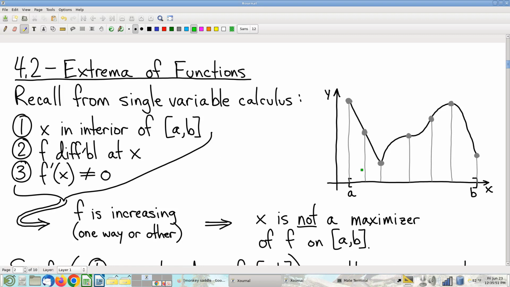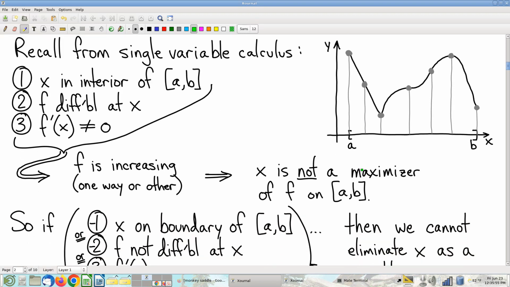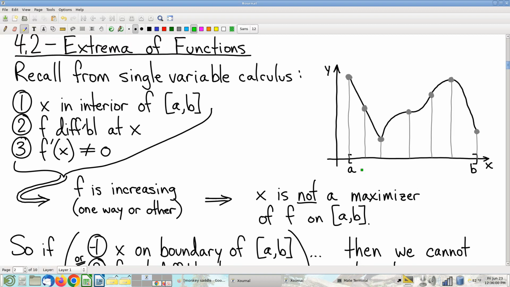Okay, so section 4.2, again, let me remind you about single variable calculus, right? So in single variable calculus, we make the following argument. Let me rephrase that. The following argument is implicit in single variable optimization. All too often it doesn't get said, right?